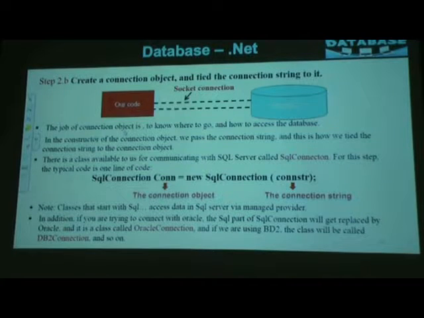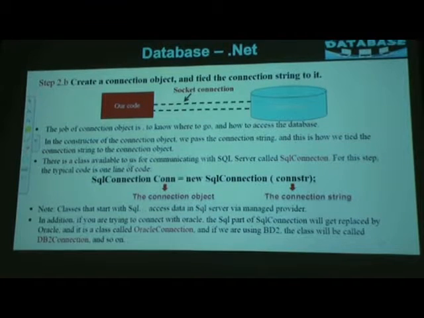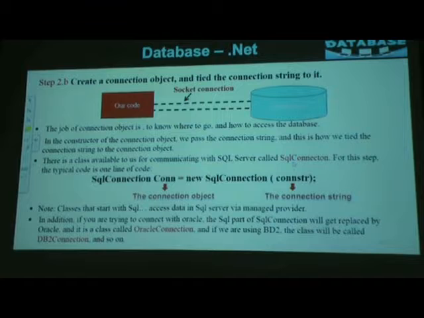The job of the connection object is to know where to go and how to access the database. In the constructor of the connection object, we pass the connection string, and this is how we tie the connection string to the connection object. There is a class available to us for communication with SQL Server called SqlConnection. For this step, the typical code is one line of code.